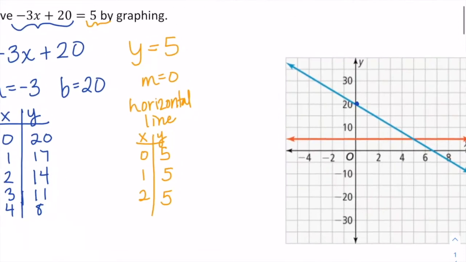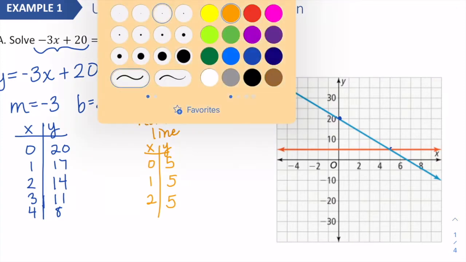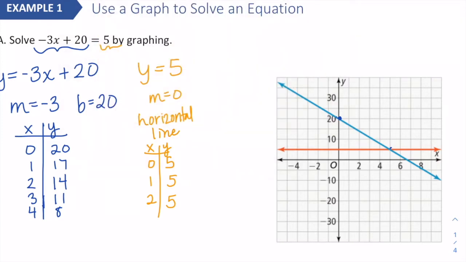So looking at the graph, we can see that the line in blue is our negative 3x plus 20. We start with 20 up here, go down 3 over 1, down 3 over 1, and we'll continue that until we get to this point. Okay, so we graph those points, connect them with a line, and then we have the horizontal line, y equals 5, right here.